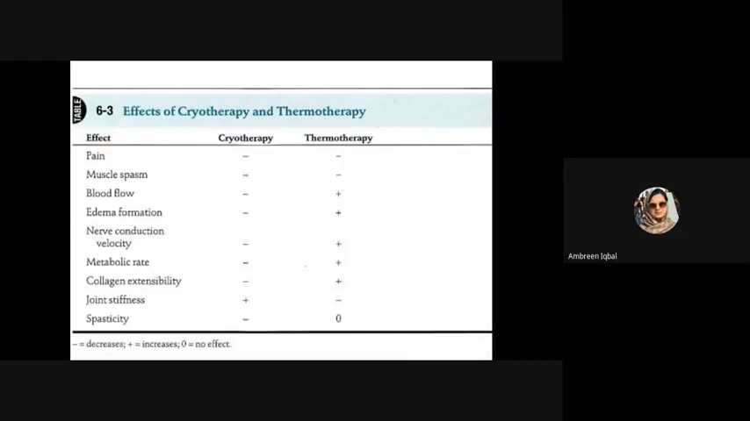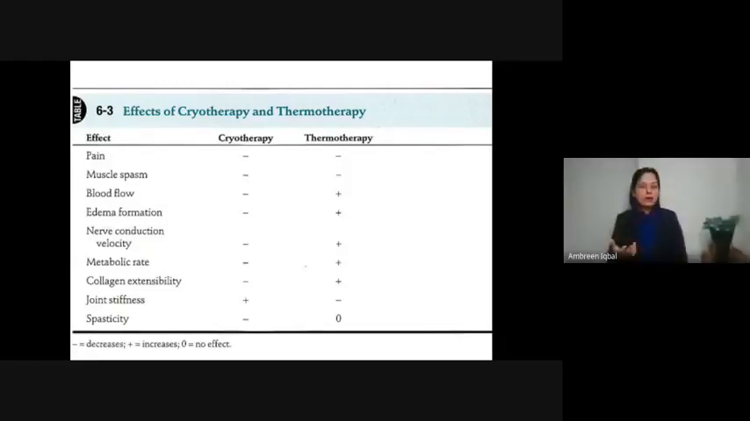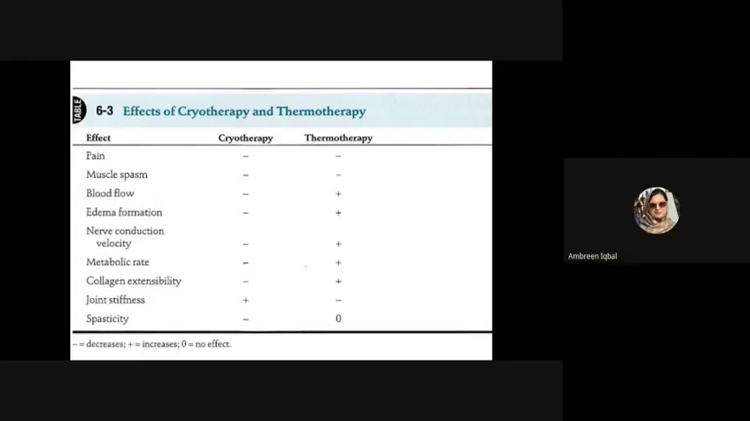Coming towards the first point, pain. Cryotherapy is going to decrease the pain. Similarly, thermotherapy is going to decrease the pain. Both actually work on the pain gate theory, the pain gate mechanism. They both stimulate the thermoreceptors, which take the message through the large diameter afferents and close the gate on pain. Next, they both decrease muscle spasm, as they decrease the pain. So the pain decreases, and the muscle spasm is also decreased.